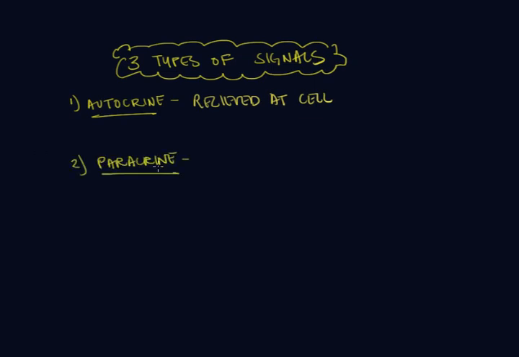The body also has paracrine signals. Paracrine signals are those chemical messenger signals that are received nearby. For example, the hypothalamus secretes hormones that signal the pituitary, and they're right next to each other. Two super close small structures in the brain that are signaling each other. And so the term for that is paracrine signals.